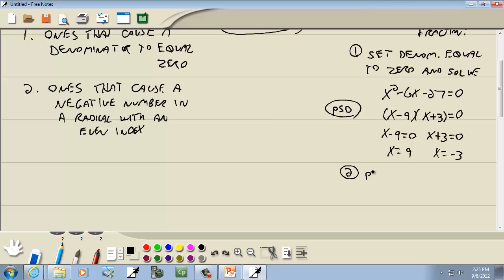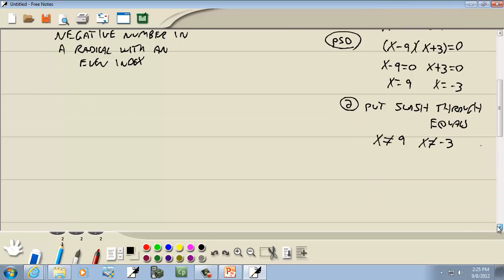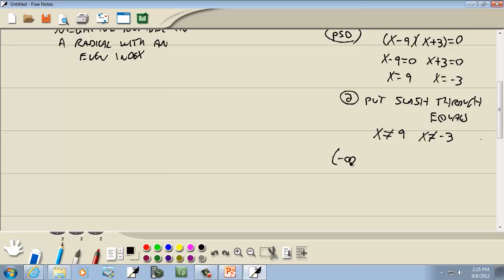So our second step is put a slash through the equals. So for our domain, x cannot equal 9 and x cannot equal negative 3. Now if you want to see how that's written in interval notation, we'd have negative infinity to negative 3, union, negative 3 to 9, union, 9 to positive infinity. For purposes of my class, I'm happy with this right here.